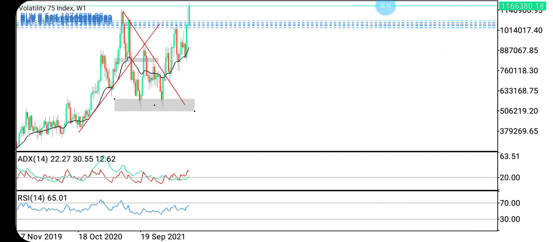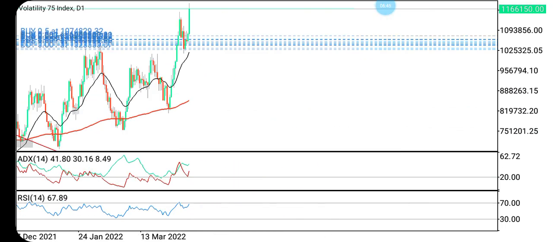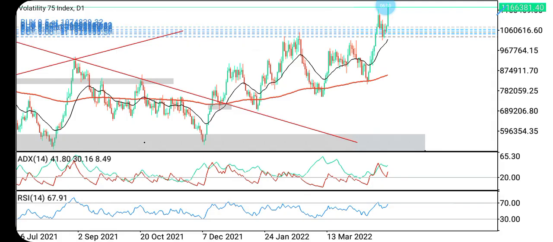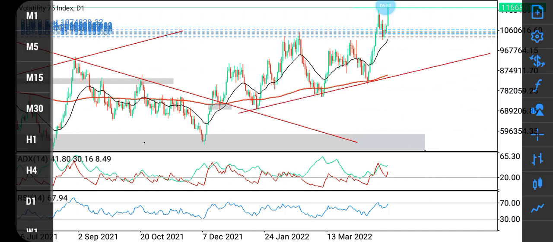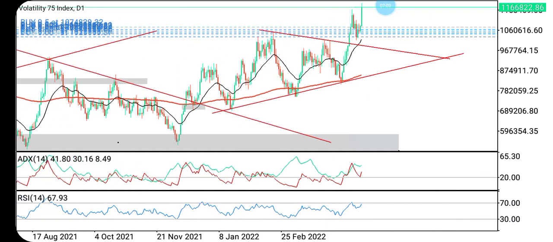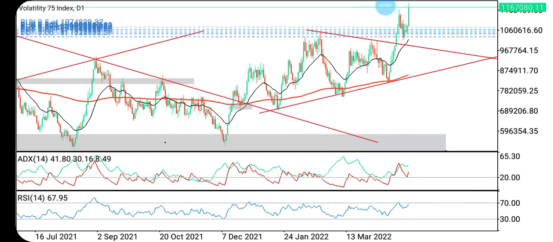So let me just go to why I took this trade. Like I said, I've been making a video based on this chart, because I want you guys to know what you need to look for. Because when you are focusing too much on indicators, that will make your ability and the knowledge you have in price action fade away.